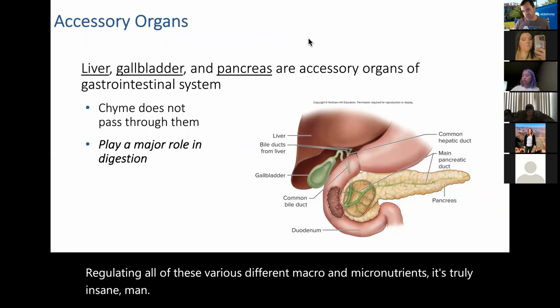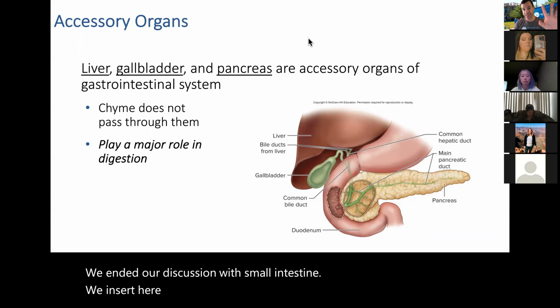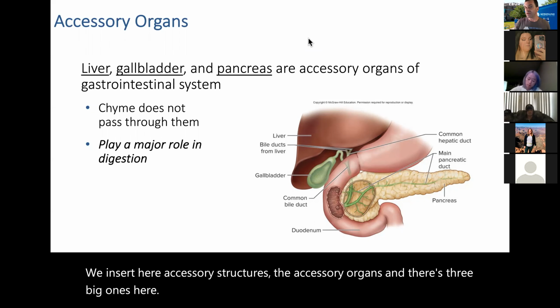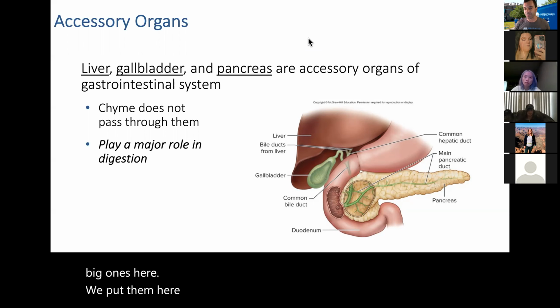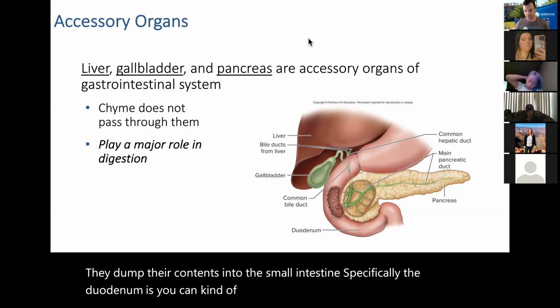We ended our discussion with small intestine. We insert here accessory structures, the accessory organs, and there's three big ones here. We put them here because this is where they dump their contents into. They dump their contents into the small intestine, specifically the duodenum, as you can kind of see from the picture here. Again, this is the first segment of the small intestine right here.